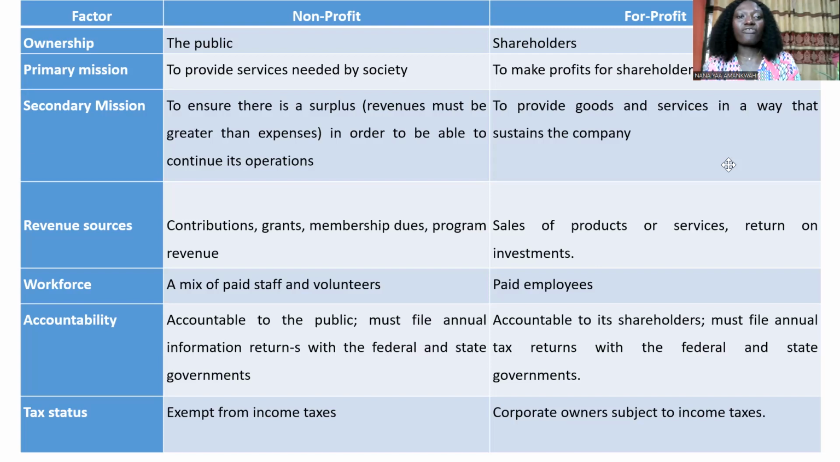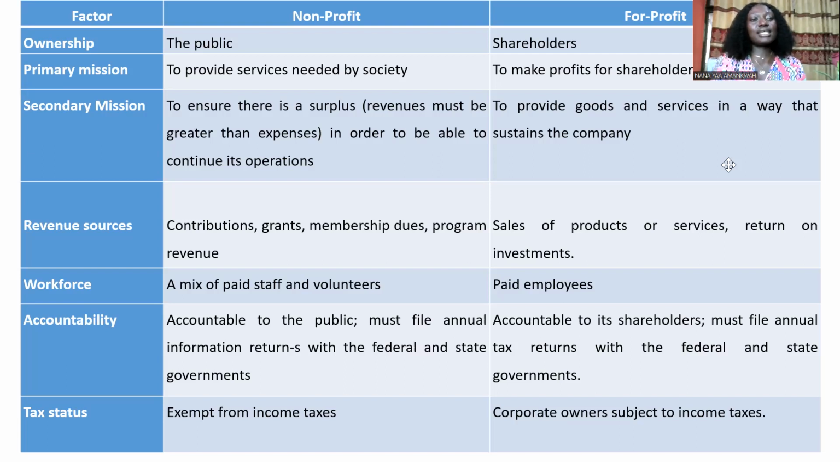And in terms of for-profit, it's always for shareholders. So in terms of the ownership, anybody at all can decide to be a volunteer of a non-profit organization. However, for you to become a part or an owner of a for-profit organization, you have to be a shareholder. Again, the primary mission of non-profit organizations is to provide services needed by the society. On the contrary, for-profit organizations actually try to make profits for shareholders. And don't forget that the shareholders are the owners of the business.